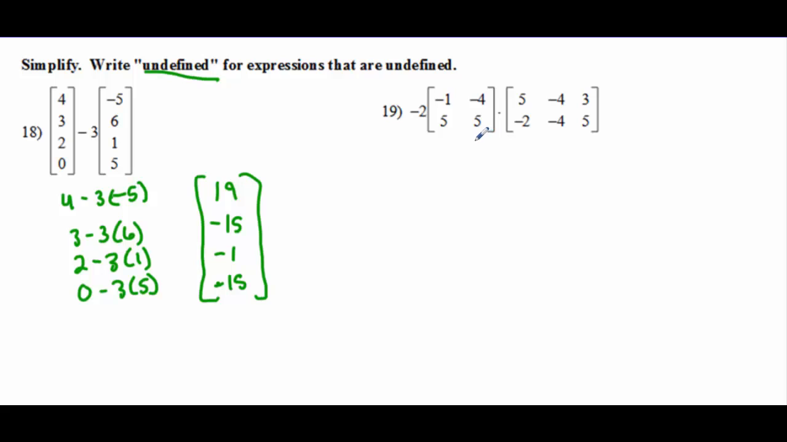On the next one, order of operations is going to be important here. It is better for us to go ahead and take care of this -2 because that's easy, and then worry about multiplying the matrices together. So if I multiply everything in the first one by -2, that's 2, 8, -10, and -10.